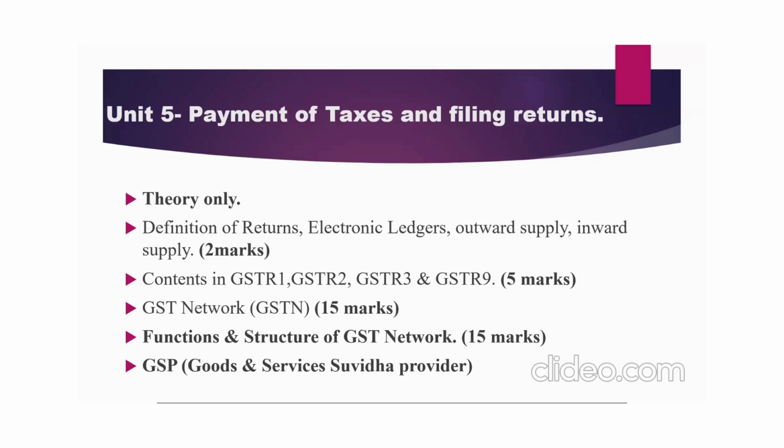So just comment below if you want me to explain the different types of electronic ledgers, like electronic credit ledger, cash ledger and liability ledger, which is a very important concept under the 5th unit, which definitely can come for 2 or 5 marks, that is section B, to describe the different types of electronic ledgers. So please comment below. And also you have to study about the outward and inward supply.